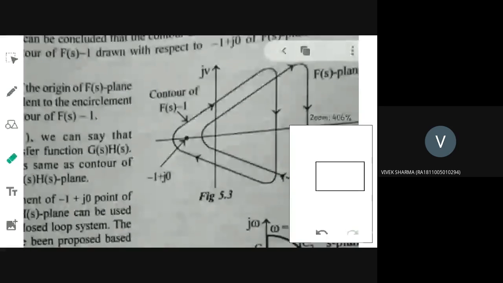Now if you see the two graphs, this curve, that is called as what contour? That one that is highlighted, that is labeled as what contour? Contour of f of s. F of s. So that is encircling what point? This point.